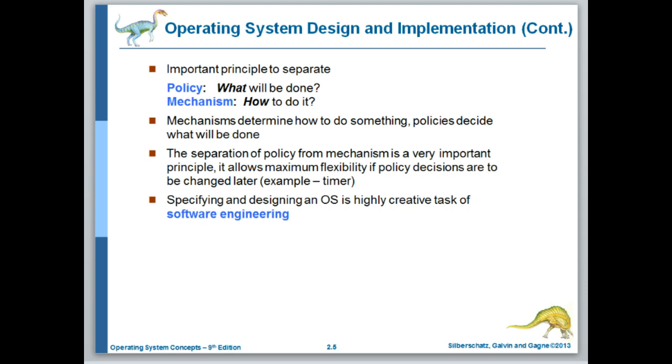Think of a mechanism as a knob that you can turn, and each turn results in a policy, a specific policy. For example, in Linux systems, the administrator can turn on disk quotas and then set those disk quotas to whatever value he or she desires.